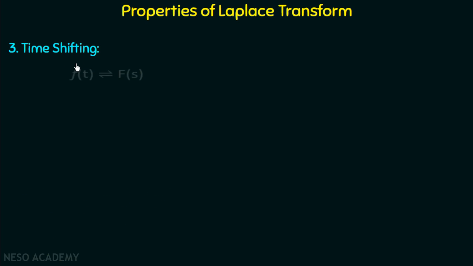So if f of t is a time domain function which is having a Laplace transform F of s, then in f of t we are going to have the time shifting in two different ways. One is the right shifting and the other is the left shifting. So if I perform the right shifting to this function, then we can write f of t minus t naught, and its Laplace transform is given as F of s multiplied by e to the power minus s t naught.